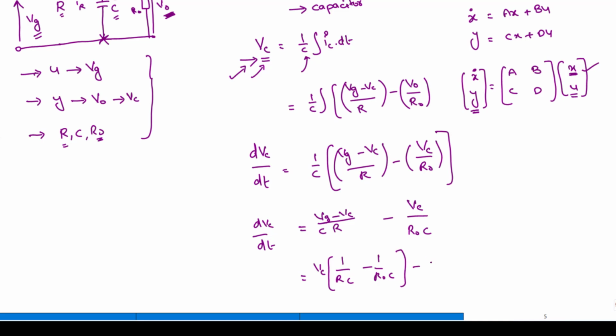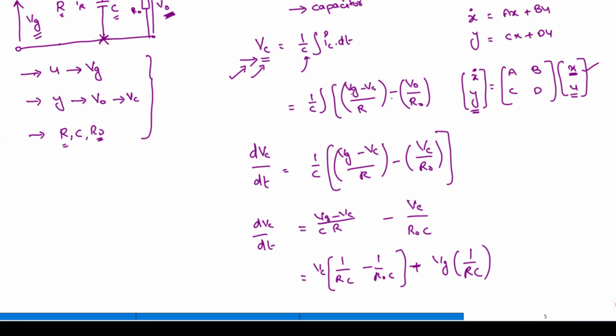This is minus. So this is Vg, right? This will become plus Vg, you take common, 1 by RC. Here the plus and minus play a very important role. Why? You observe carefully: Vg minus Vc by R minus V0 by R0. So I have taken the current here as Vg minus Vc by R, and here only V0 by R0.